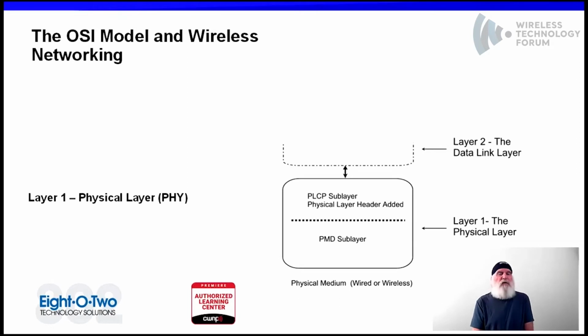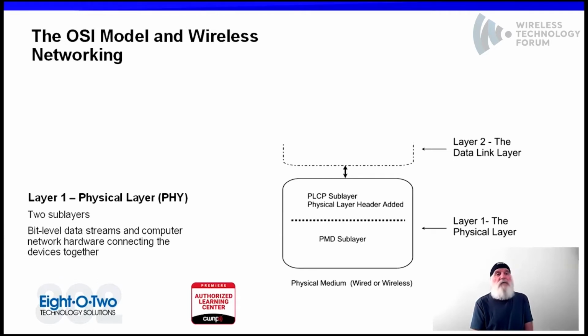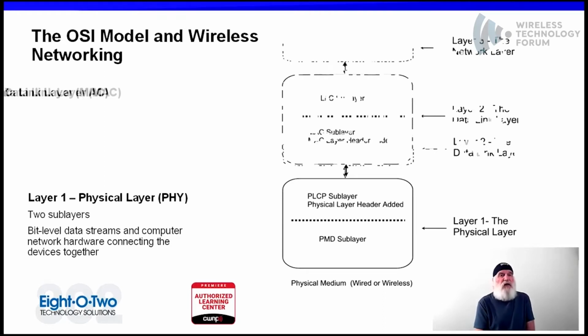Layer 1, the lowest layer in the OSI model, is also known as the physical layer, or the PHY. It's divided into 2 sublayers: the PLCP sublayer, which is where the physical layer header is added, and the PMD sublayer. And that is what's connecting the devices together, in this case for wireless being the air, which is our medium. So this is good for bit level data streams and computer network hardware connecting devices together.